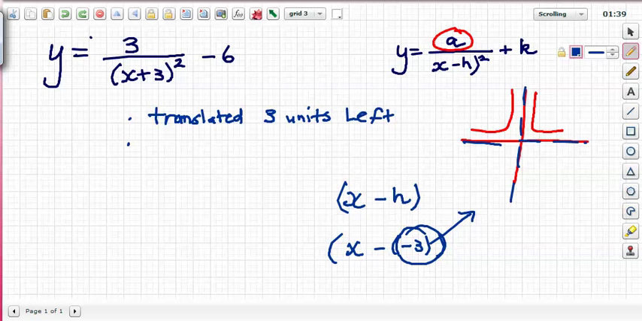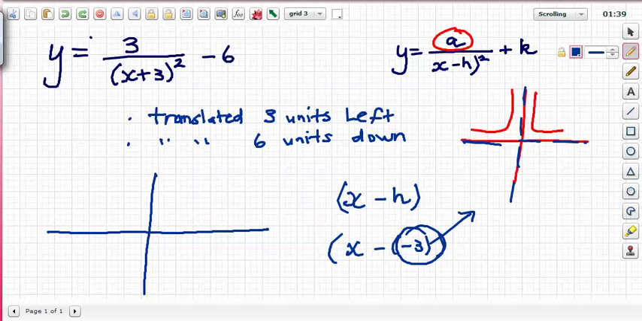And of course, it's translated 6 units down. All right, so without drawing to any scale, we know that this asymptote over here is going to go 3 units to the left. So I'm going to draw that, and we know that that's going to be x equals negative 3. Of course, y equals 0 now becomes y equals negative 6.